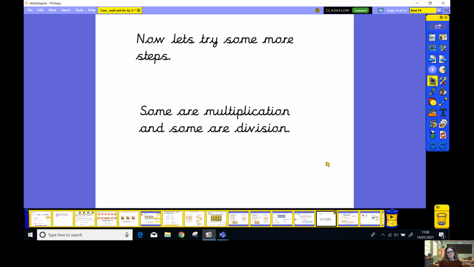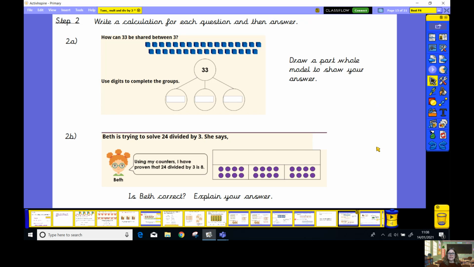Now let's try some more steps now. Some of the questions are multiplication questions and some are division questions. So make sure you read the question carefully and decide how you're going to answer it. If you need help, you can always go back in the video and look at how I've done some of my questions in the past. So here is step 2. It says write a calculation for each question and then answer it.